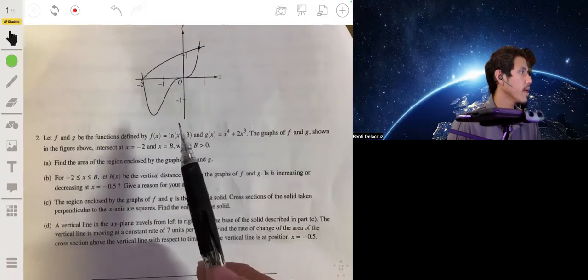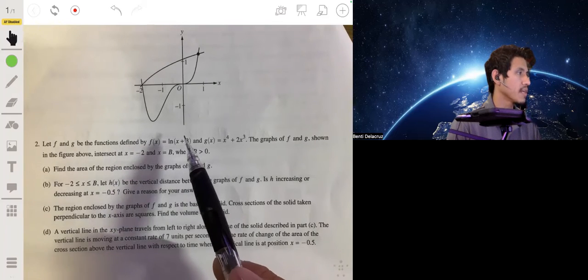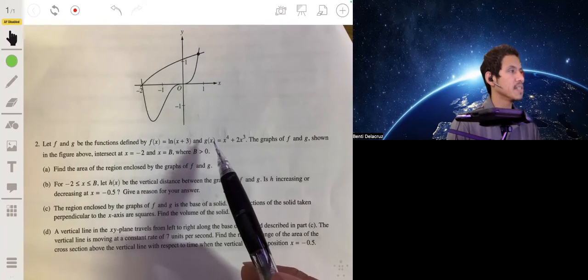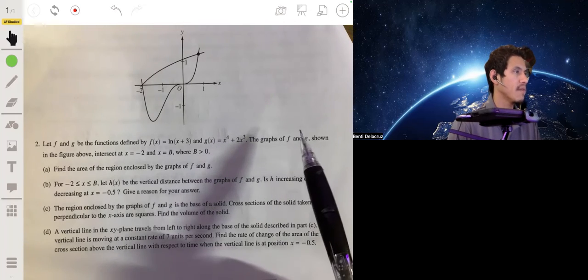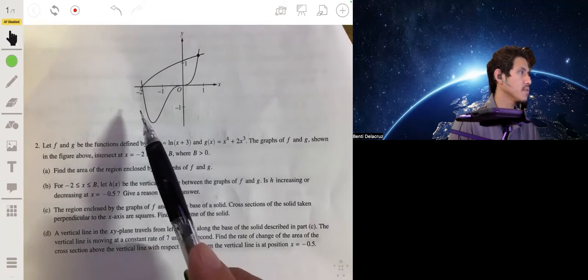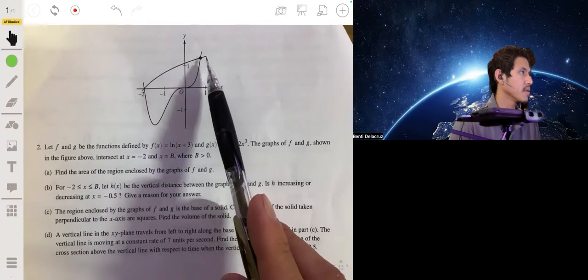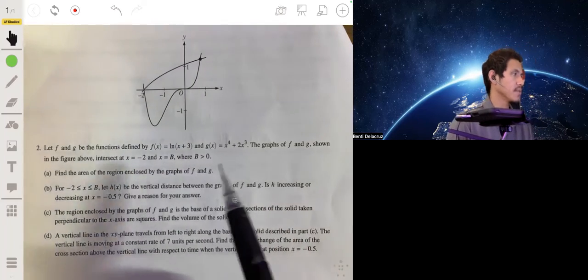All right, problem 2, we have that f and g are the functions defined where f of x is equal to the natural log of x plus 3, and g of x is equal to x to the fourth plus 2x cubed. Graphs of f and g are shown in this figure above, and they intersect at x = -2 and at x equals b, so over here. Part A, find the area of the region enclosed by the graphs of f and g.